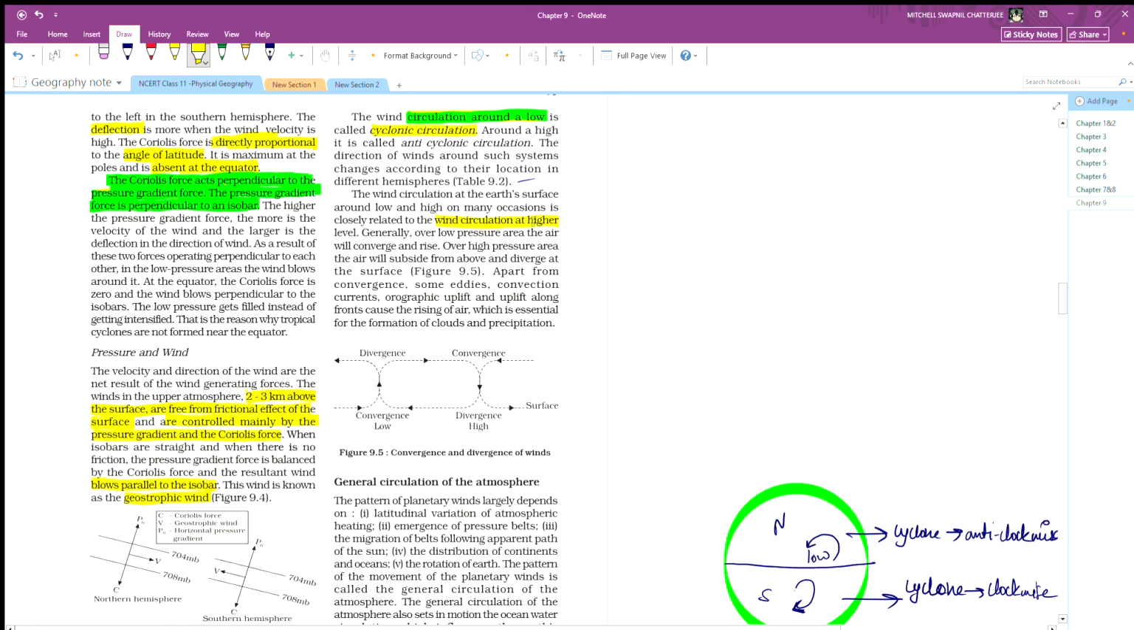This is a keyword. Higher level means higher altitude. Generally, in a low pressure area the air will converge and rise. Over the high pressure area, air will subside from above and diverge at the surface.